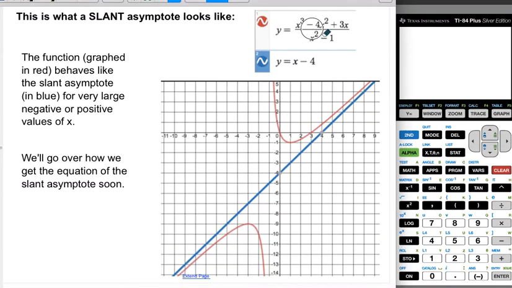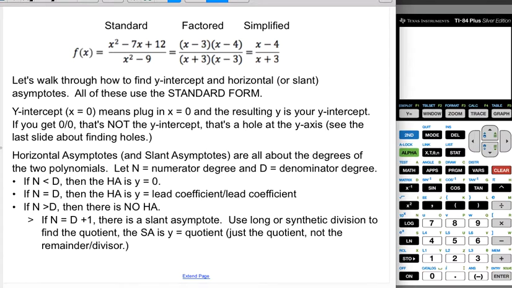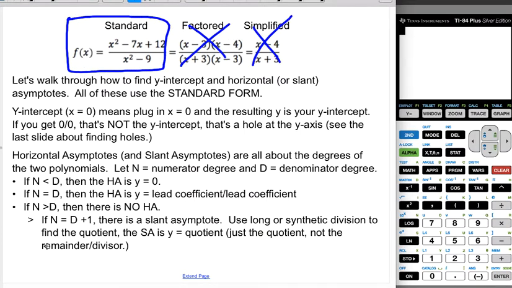We're not going to see a ton of them, but that's how it works. All right, so let's walk through how you find the y-intercept and horizontal or slant asymptotes. All of these use standard forms. So these are going to use this form, not the other two forms. We use the factored form for the last one. We're going to use the standard form.